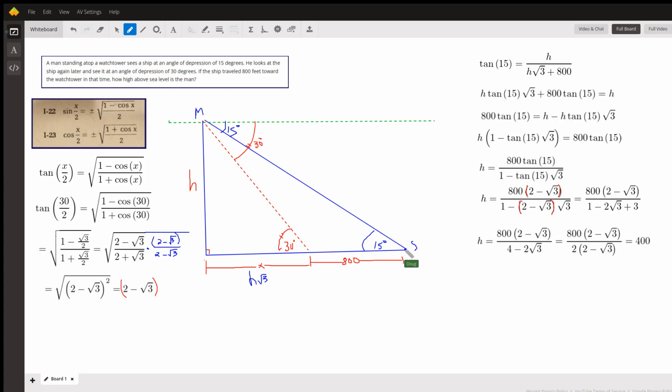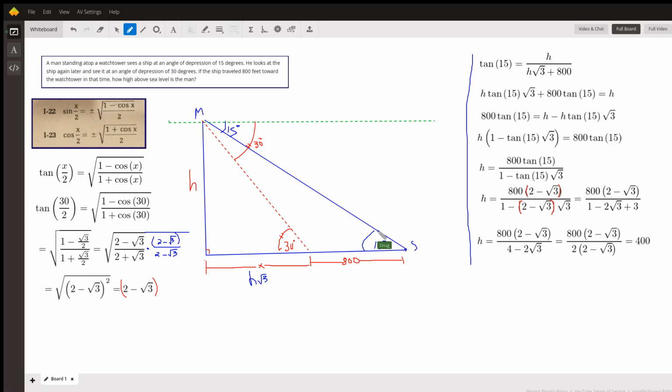Then, a few minutes later, the ship has moved 800 feet towards the watchtower, and he looks again, and the angle of depression is 30 degrees, which means this is a 30-degree angle right here. And so everything that's depicted on the board right now is what I call the complicated way to do the problem. There's a much easier way that takes a few seconds, really. But if you don't see it, you might go through all this.